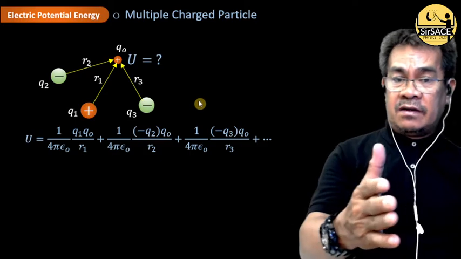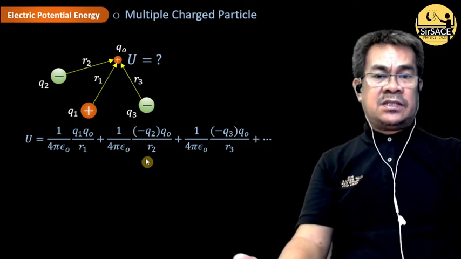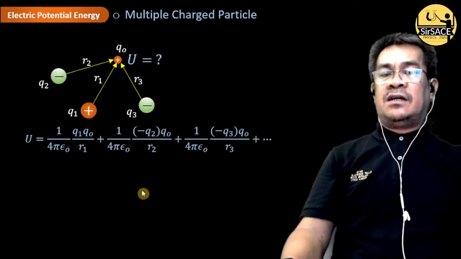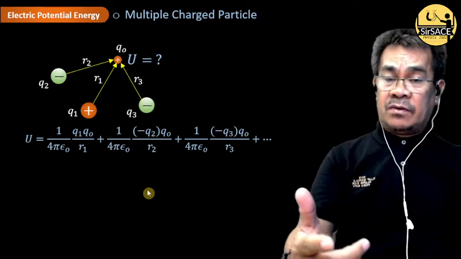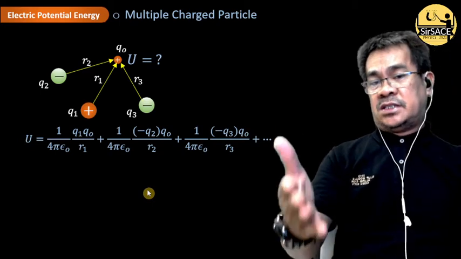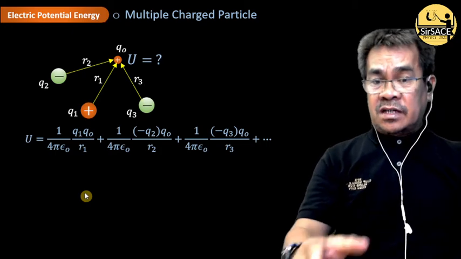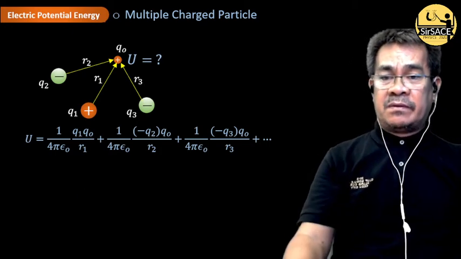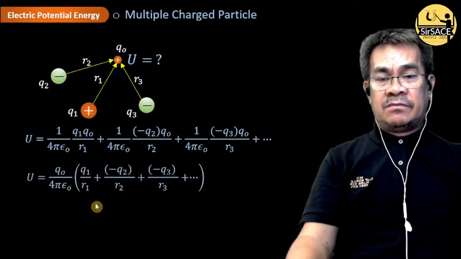If there are 4, then go on. Okay, so this is it. Then add it algebraically, and the answer is the electric potential energy for a multiple charge, due to the surrounding charges. Now take note that we have a common factor here, 1 over 4 pi permittivity Q naught. So we can simplify this to make it simple.